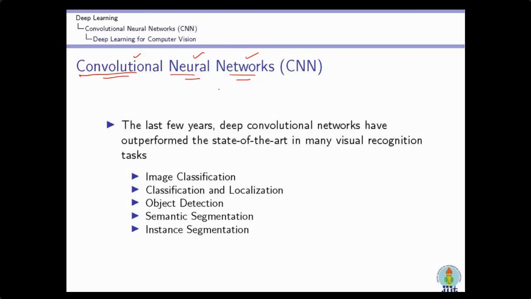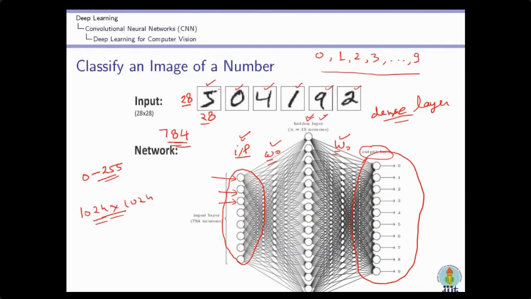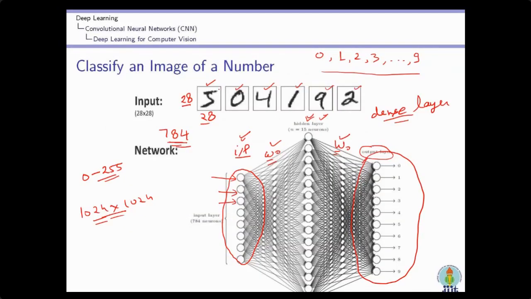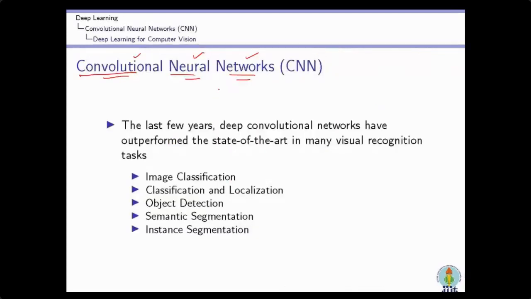So I have just explained this model for the image classification problem, and from the next class, in the evening class, I will start explaining how I convert this dense network to a sparse network by using a convolutional neural network, and how we perform the image classification.